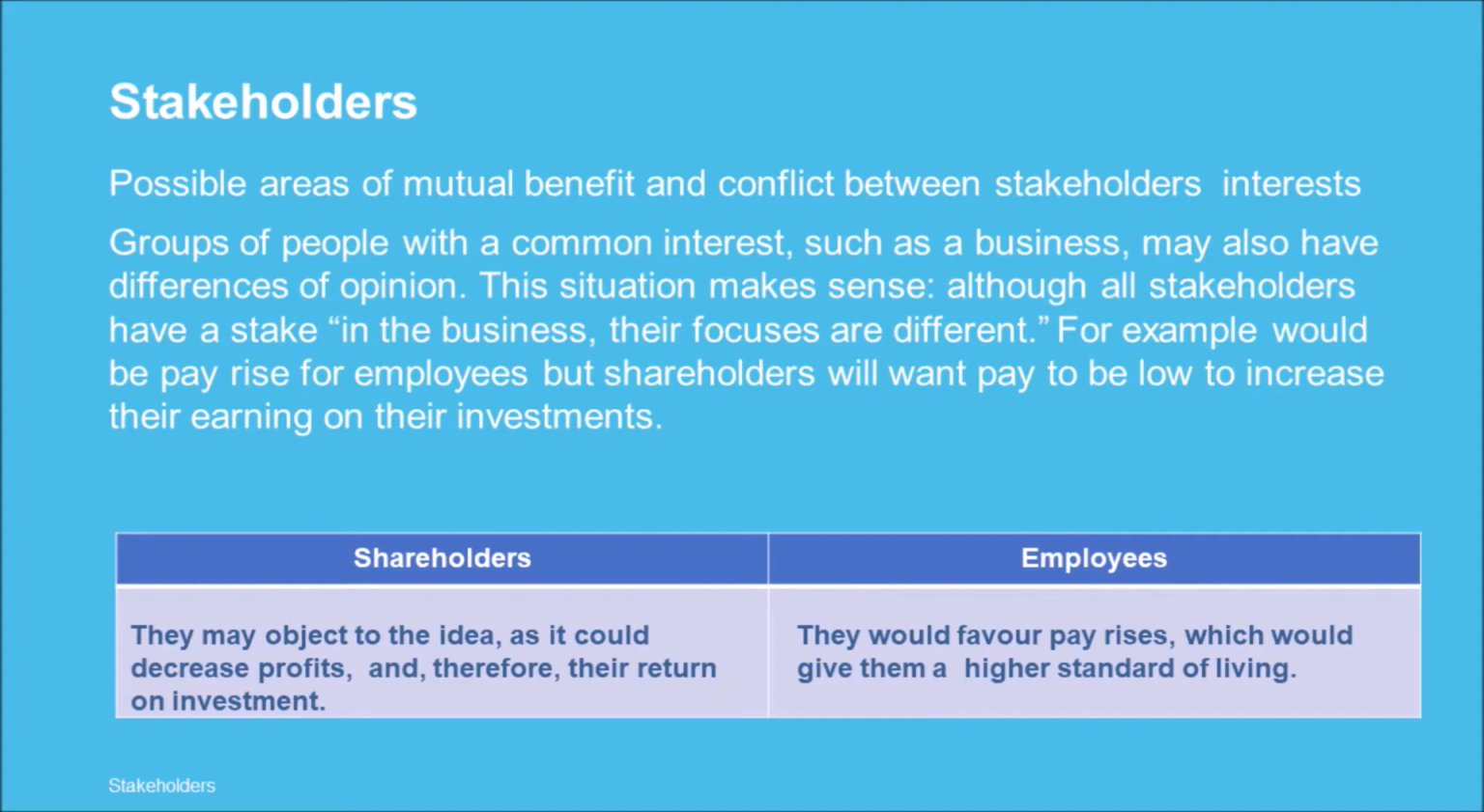For example, a pay rise for employees, but shareholders will want pay to be low to increase their earnings on their investments. Shareholders may object to the idea, as it could decrease profits, and therefore their return on investment. Employees would favor pay rises, which would give them a higher standard of living.